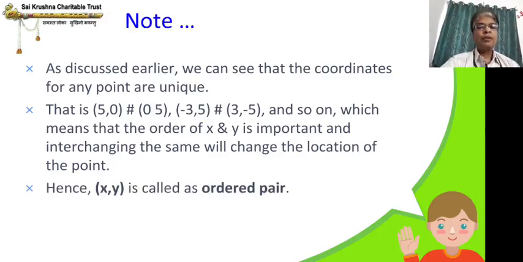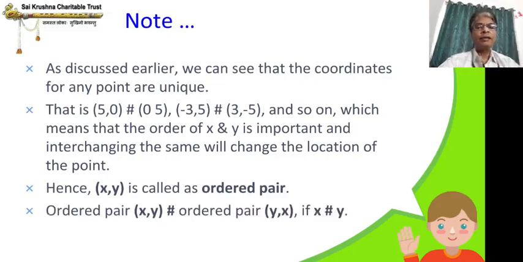Hence (x, y) is called an ordered pair. We discussed in one of the parts what is meant by ordered pair; we will discuss it later. Because it is an ordered pair, it is in an orderly manner. It is not that (5, 0) and (0, 5) are the same, or (-3, 5) and (3, -5) are the same. They are different points and therefore they are called ordered pairs.